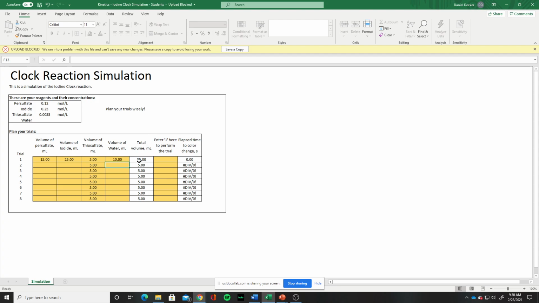And as long as I have the same total volume at the end, that's all good. So then I go here and I put 1, and it tells me how long it took. So it was 44.23 seconds. That's how long it took for the reaction to happen.